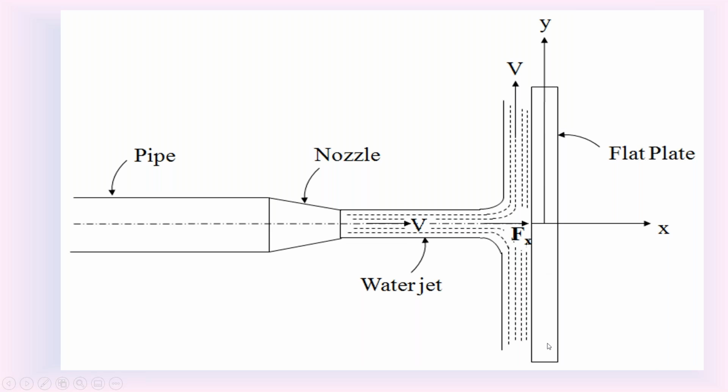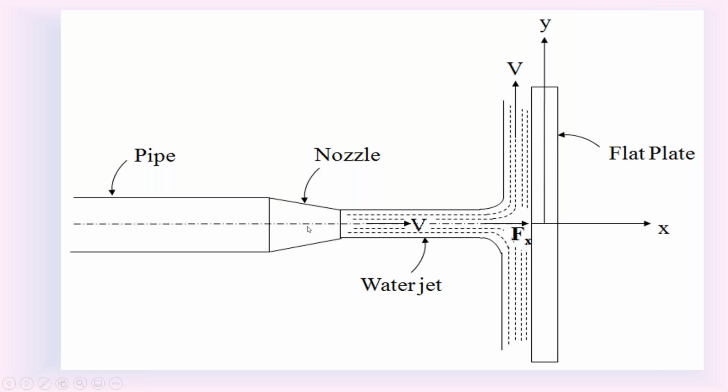So everyone look at the diagram, understand the different parameters in the diagram. We have the pipe. At the end of the pipe, a nozzle is fitted. From the end of the nozzle, the water jet is coming out. The water jet is horizontal. The water jet is hitting the flat vertical metal plate. The metal plate is in rest condition.